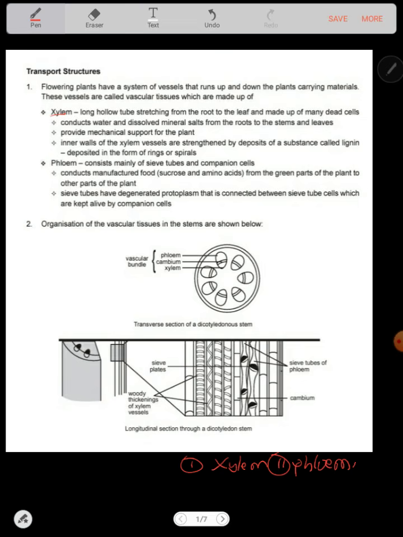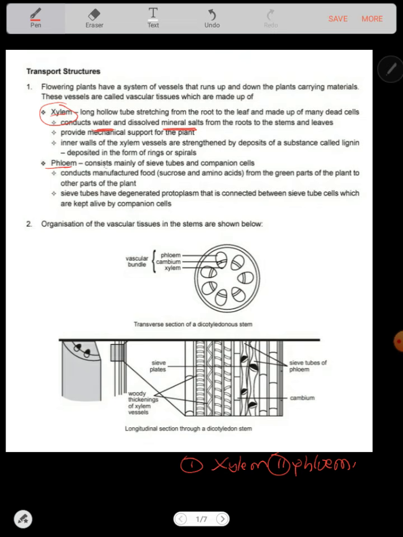So the xylem is a long hollow tube stretching from the root to the leaf, and it's made up of many dead cells. What's the function of the xylem? It is to conduct water and dissolved mineral salts. Water and the mineral salts are carried by the xylem from the roots to the stems and leaves. It also provides mechanical support for the plant.